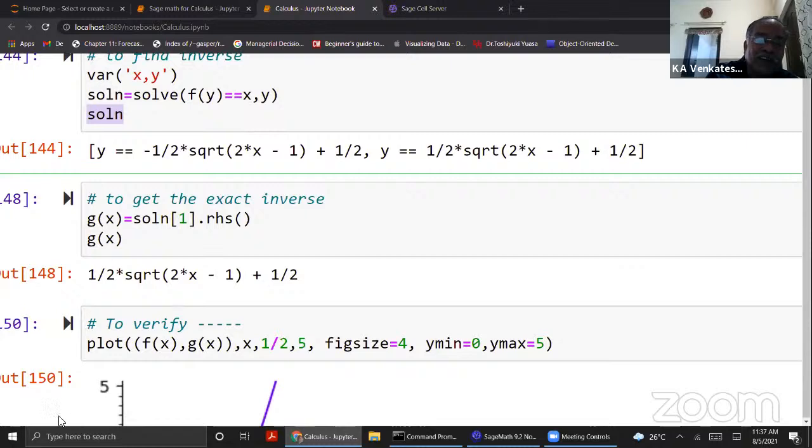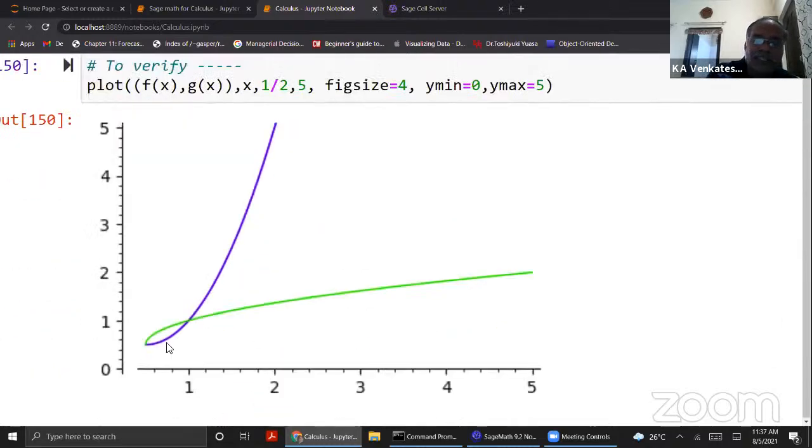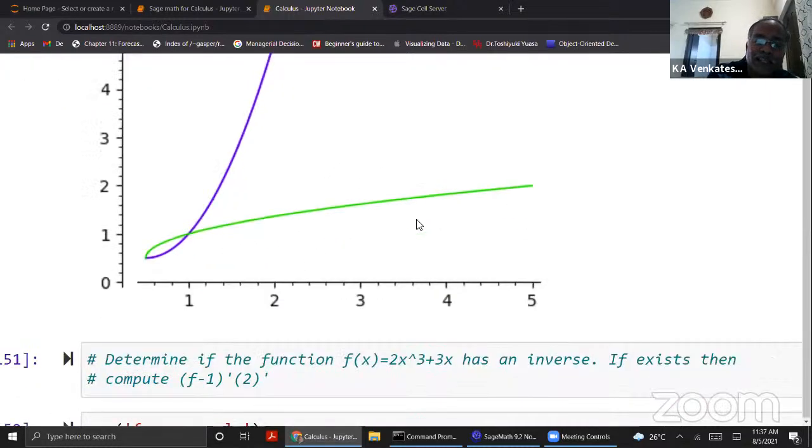Therefore, I drew this graph to check whether g of x is the inverse of f of x. I gave some range, figure size, y minimum and y max. You can see that it is symmetric with respect to y equal to x. If you draw it, you can see that it is one and the same.